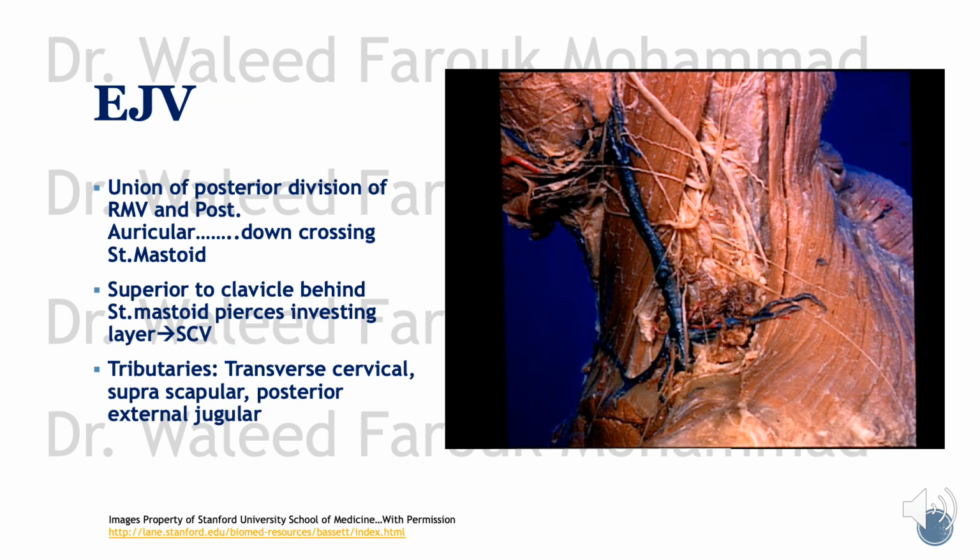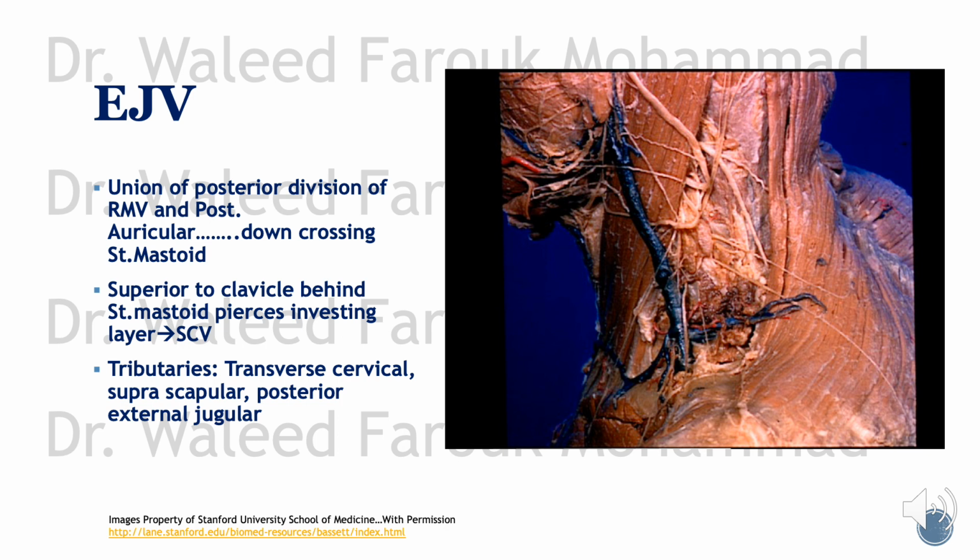This is a specimen that shows you the origin and course of the external jugular vein. The external jugular vein is a superficial vein. It's in the superficial fascia of the neck. It's formed by the union of the posterior division of the retromandibular vein and the posterior auricular vein. The posterior auricular comes from behind the ear.